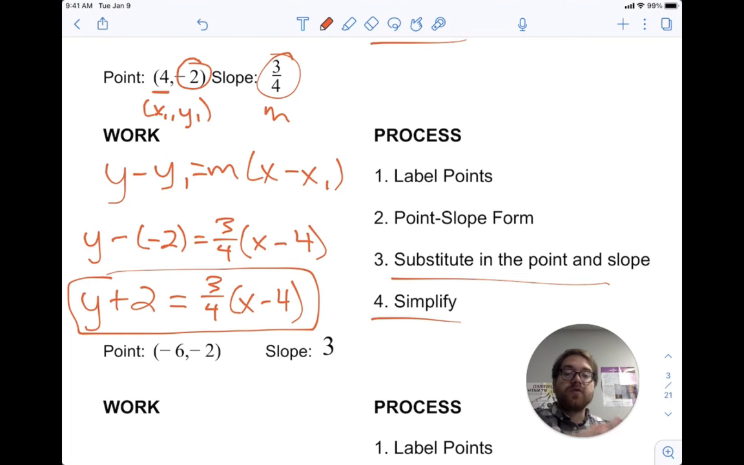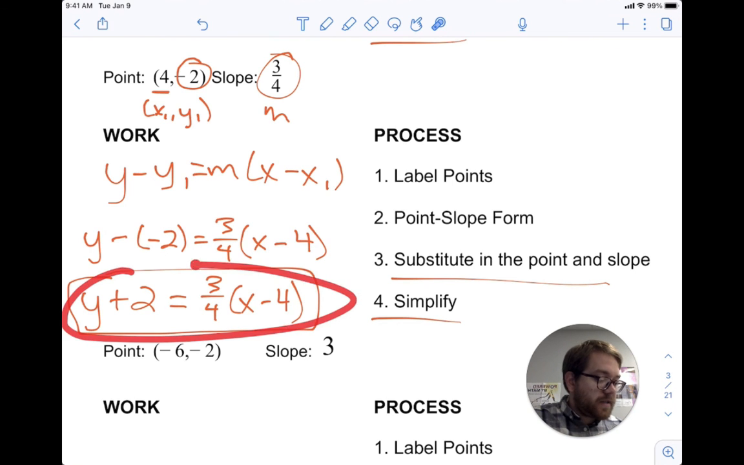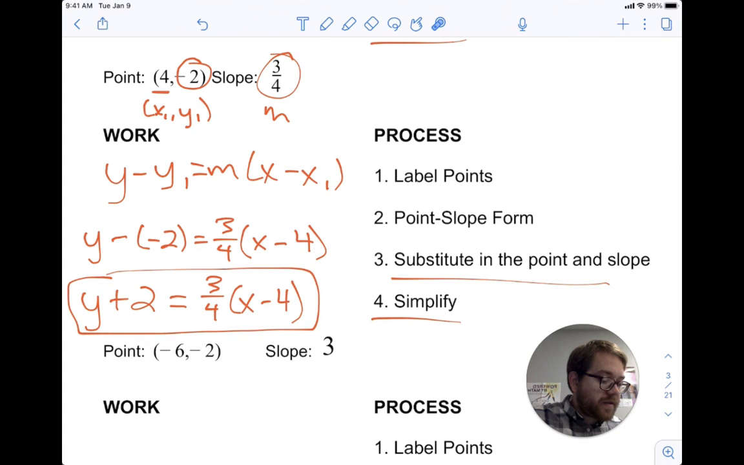That's how you're going to approach these problems, by plugging into that point-slope form and simplifying down. This is what your final answer should look like: y plus or minus a number equals your m value, your slope, times x plus or minus a number.